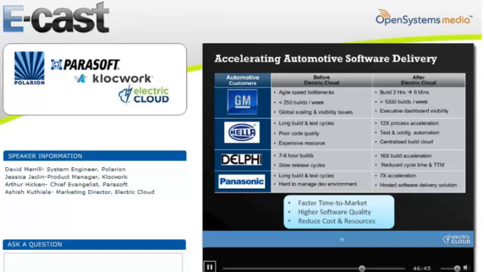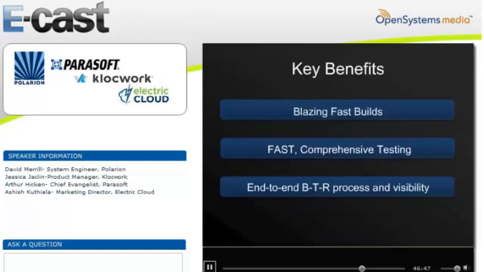Just to summarize, the key benefits of using the Electric Cloud solution that most of our customers already are realizing, and that you can look forward to, are blazingly fast software builds as you put a lot of software in the embedded electronics throughout the car, etc.